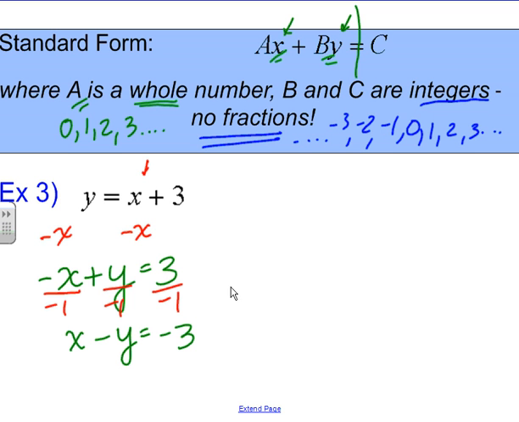Take a look at the difference between this top green equation and this bottom one, what it does. It went from a -x to a positive x, a positive y to a negative y, a positive 3 to a negative 3. So now we're in standard form. We have no fractions, no decimals. Our x and y are in order. A is a whole number, it's 1, and so we're good to go. We're going to practice this a couple of times because this seems to be a difficult concept for some people.